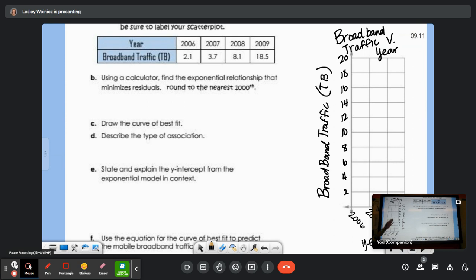Okay, let's plot the points. 2006, that would be 2.1. Next year, 3.7, so a little under 4. Estimate as best as you can. 2008, a little bit over 8. Gross looking point. And then 2009, 18.5. So 19 would be here, so about a quarter of the way up to 20.